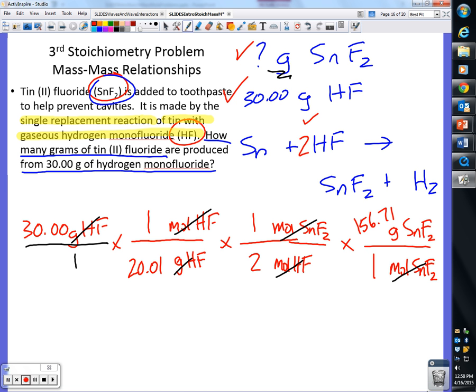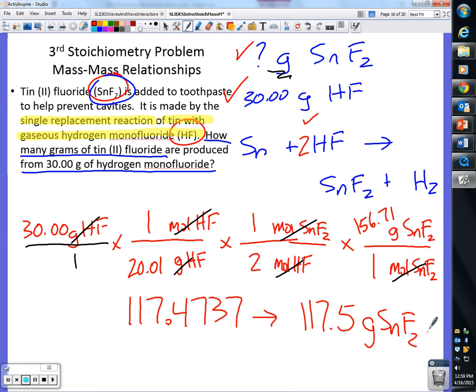All right, then, mathematically, multiply the tops divided by the multiplication of the bottoms, and when you do that, you're going to end up with 117.4737, etc., etc. How many significant digits are in this number that we started with? 4. And that means our answer has to have 4. So we would round that to 117.5 grams of tin.